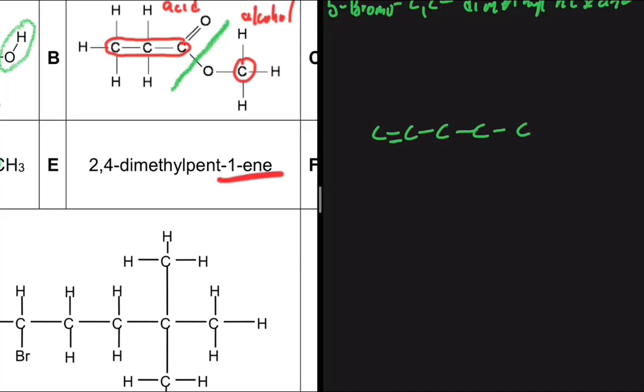So there we go, we have a double bond. And then on the second carbon, we have a branch with 1 carbon. And then on the fourth carbon, we also have another branch with 1 carbon. So now we're essentially done. We're just left with filling out the hydrogens. So let's go ahead and do that.